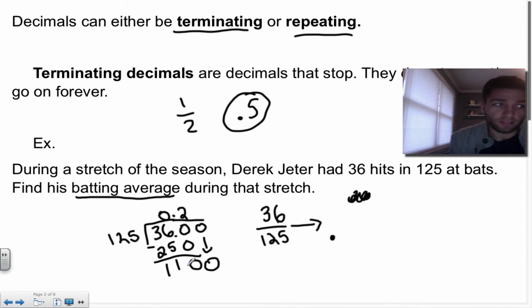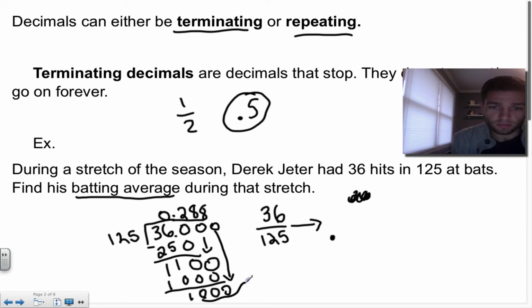125 can go into 1100 8 times. 8 times 125 is 1,000. And if you subtract that, you get 100. Bring down another 0. 125 can go into 1,000 8 times. 8 times 125 is, I'm just going to move it over here, sorry, 1,000. So there's no remainder, which means this is a terminating decimal. It does not go on forever.